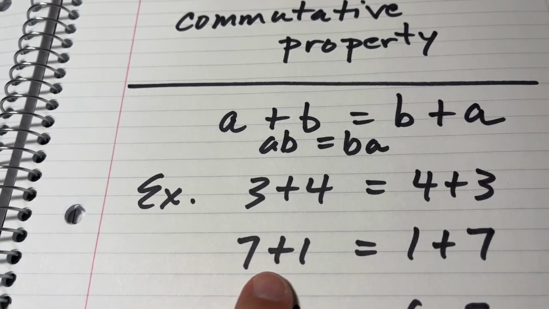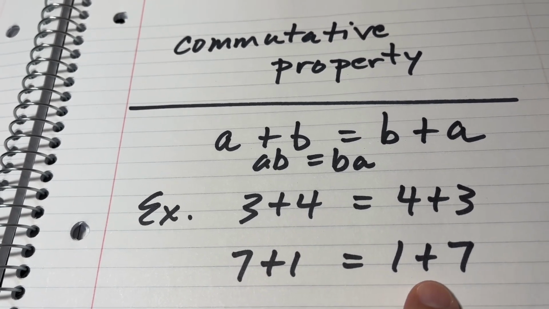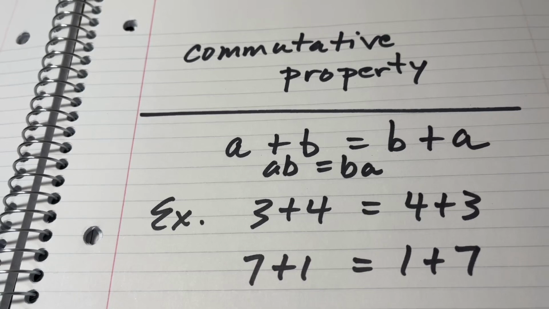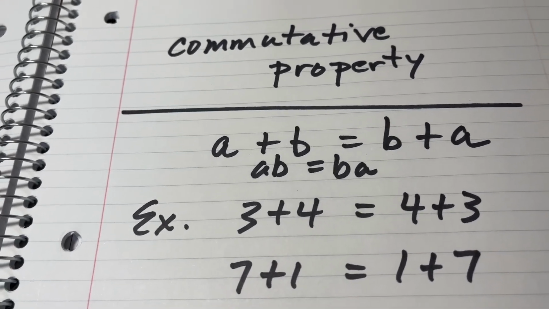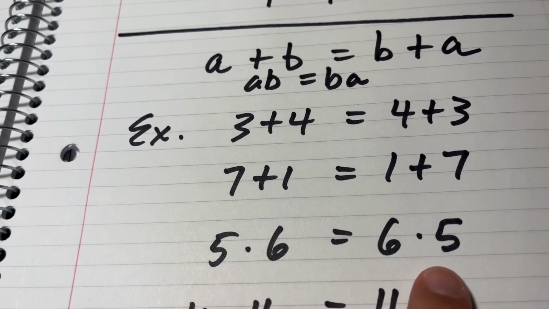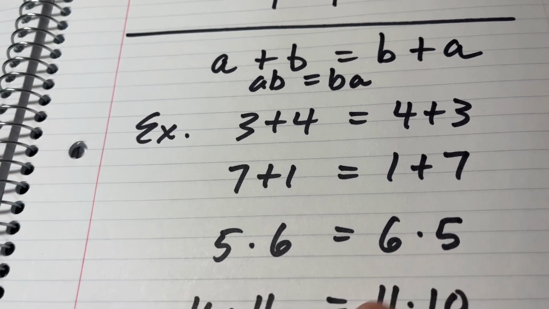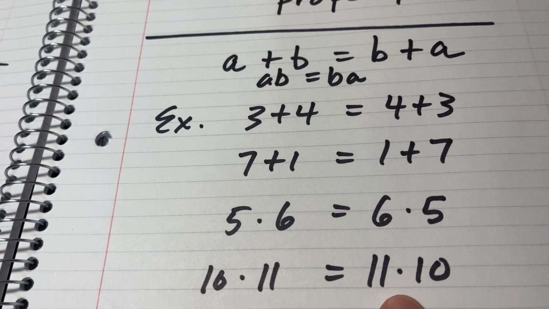So here's another example. 7 plus 1 equals 1 plus 7. So it doesn't matter which one you put first and which one you put second. Now that's true with addition, but it's also true with multiplication. Look at this. 5 times 6 is equal to 6 times 5. 10 times 11 is the same thing as 11 times 10.